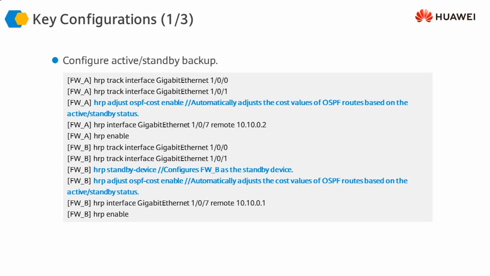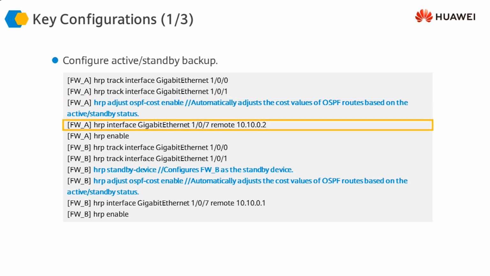in this situation, you can see that you configure HRP track interface GigabitEthernet 1/0/0 and GigabitEthernet 1/0/1. These are the two interfaces which are connecting the firewall to the layer 3 switch. Then we implement HRP adjust OSPF cost enable, which means that if one of the interfaces is not available, then the firewall can switch traffic to the other firewall.